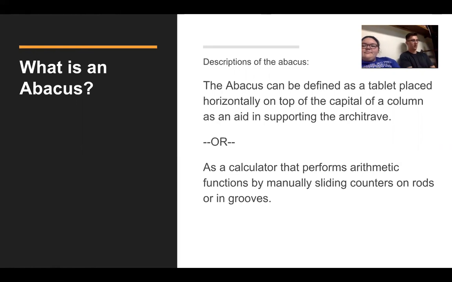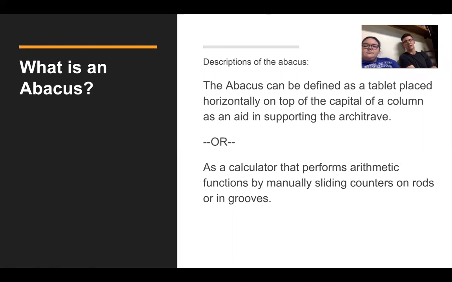on your screen above, you can read over that and find that the abacus can be defined as a tablet placed horizontally on top of the capital of a column as an aid in supporting the architrave. This is important to us because we value these historical things, because history is very important as well as it ties together in our math education.